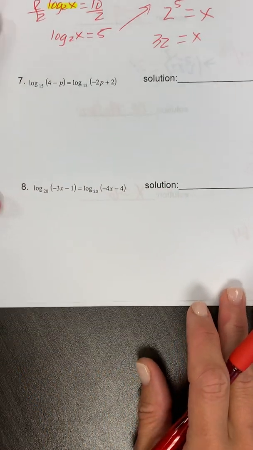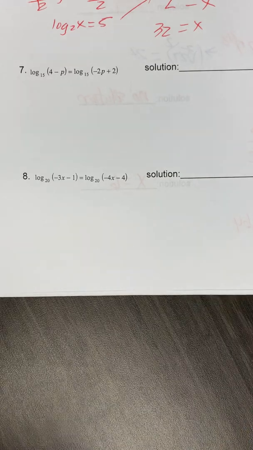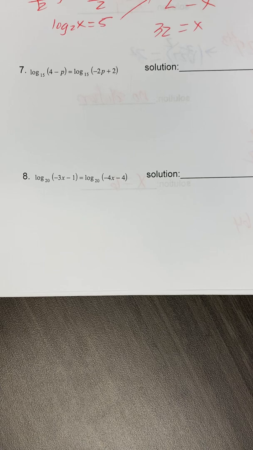Okay, number 7. What do you notice about number 7? It's got 2 logs on each side. Are they the same base? Yeah. Okay, so what's your thought? What did we do before when the bases were the same? When we solved exponential equations, what did we do? We got rid of it and just set the exponents equal to each other. It's going to be the same thing here.